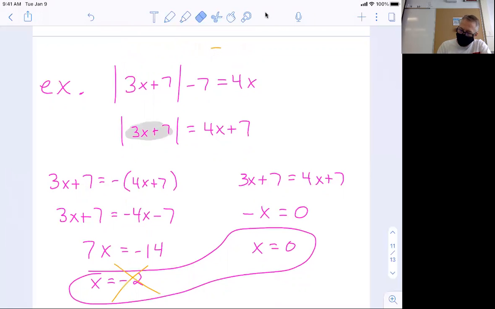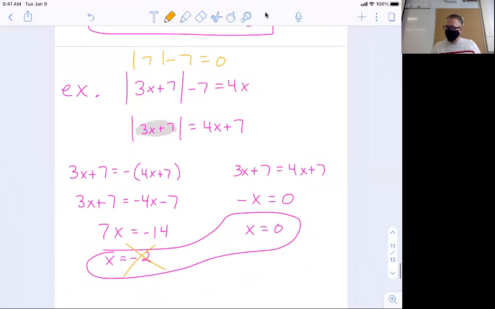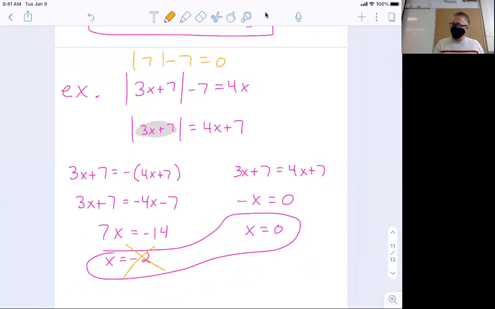Let's try the 0. Plug a 0 in for the x's. So I get 3 times 0, which of course is 0. It looks like that one is going to work. So 0 is okay. All right, before I turn you loose on your homework, are there any questions?